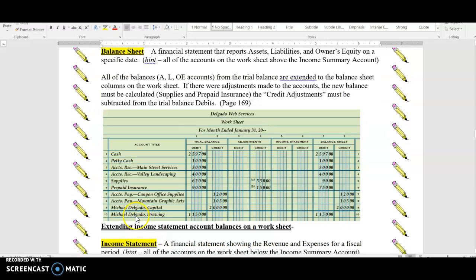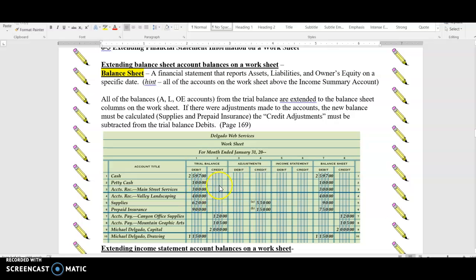All of the accounts on the worksheet that are above the income summary account. If you remember back from my first video, I said that income summary is kind of the cutoff, and everything above that, from line 1 down to usually 10 or 11, is the assets, liabilities, and owner's equity. So all of the amounts here are going to be extended over to the balance sheet. If there's nothing blocking its path along this whole row, we're just taking it from the trial balance debit, so the cash is $25.97, and we're plopping it into the balance sheet debit. Same thing with petty cash, bringing over the 100, and accounts receivable.